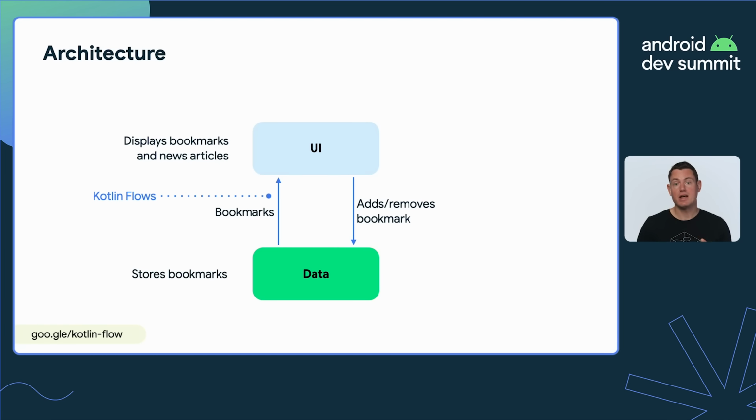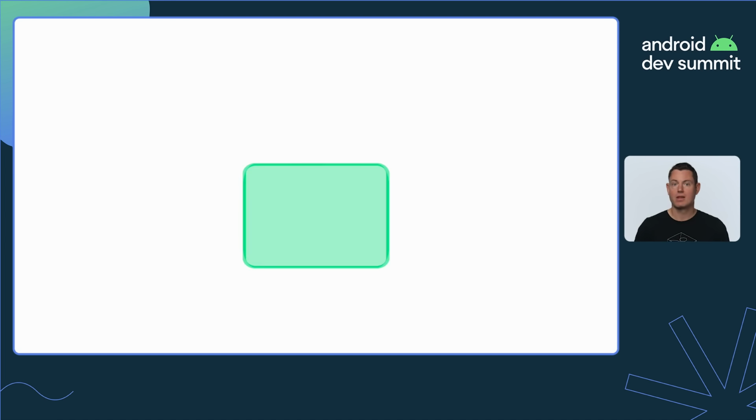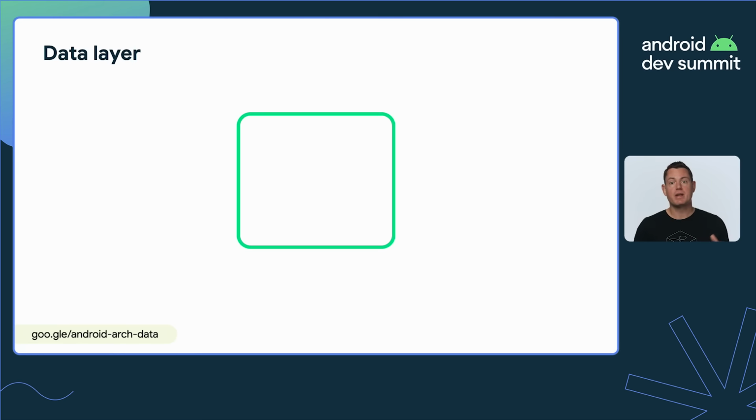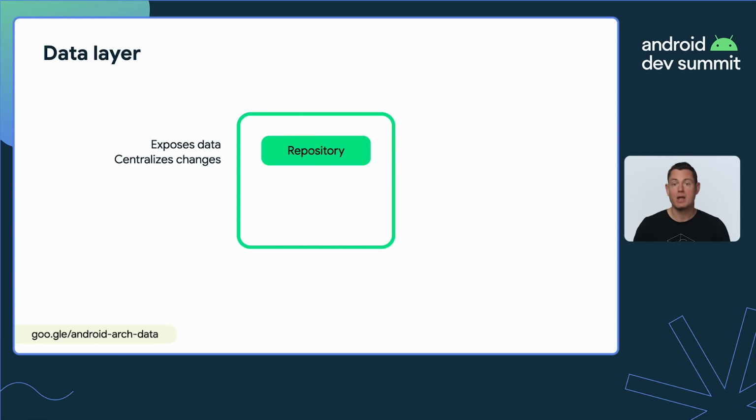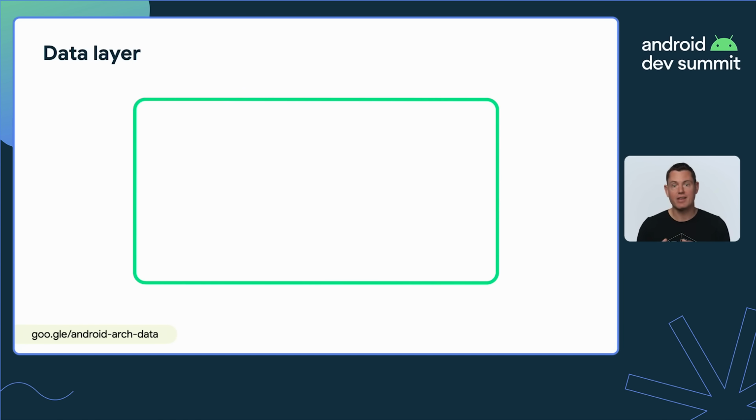Let's dive into the data layer to see the individual classes which we should implement. The data layer architecture can be split into two types of component: repositories, which expose the app data and centralize changes to that data, and data sources, which obtain data from a single source. Let's take this from theory to reality by implementing the classes in the data layer.